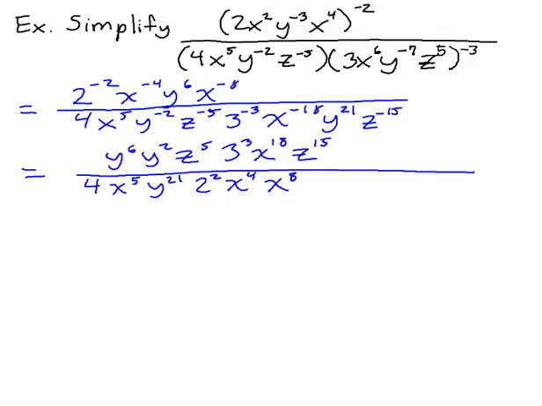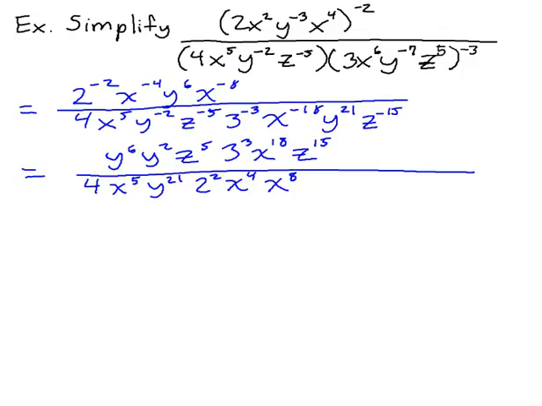So what that did, it moved the 2 squared term down, the x to the 4th term down, and the x to the 8th term down. And then it moves the y squared up, the z to the 5th up, the 3 to the 3rd up, the x to the 18th up, and the z to the 15th up. So we got rid of all the negative exponents.